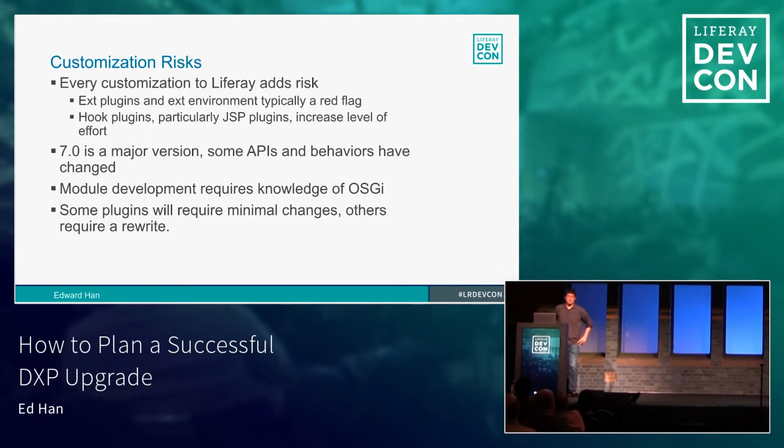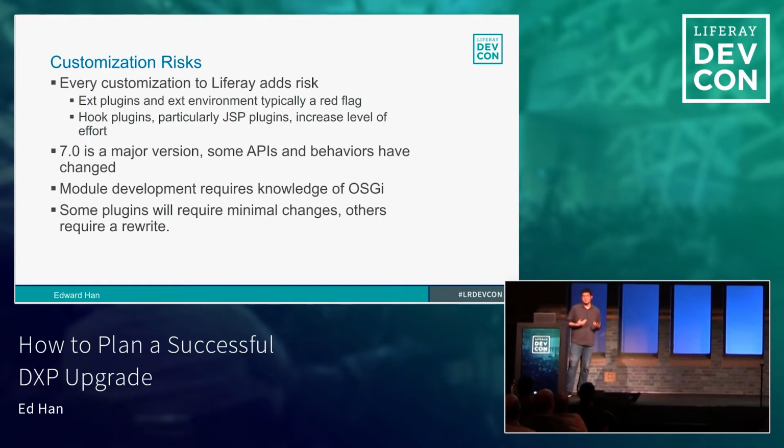The next one is the customization risk. Every customization you make to Liferay adds risk. The two biggest ones that you'll see are the EXT plugins and EXT environment. We always stress that you should avoid these as much as possible. We do understand that sometimes you don't have a choice. You have to use the EXT plugins or EXT environments, but you should use those sparingly. Anytime you go into an upgrade and you see one of those, that raises a red flag. It means you have to take a close look at this plugin to identify what your risks are.